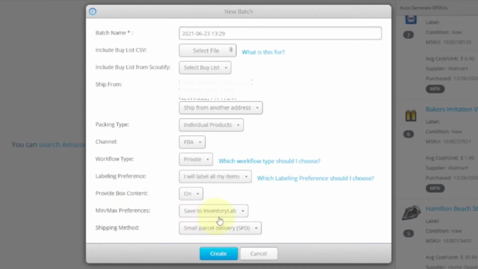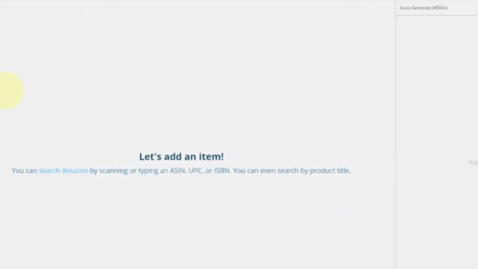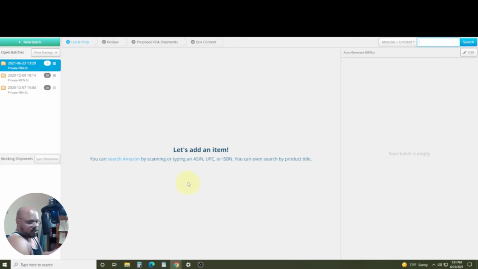Your min and max preferences. That would be something for if you're using a repricer. And then here you can put your different types of shipping, small parcel or LTL. All right. And then once you create, now you have a blank slate here.